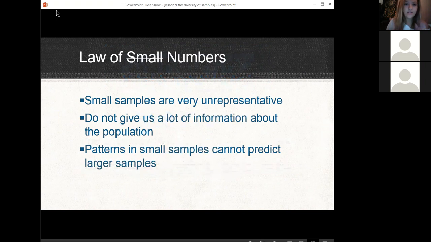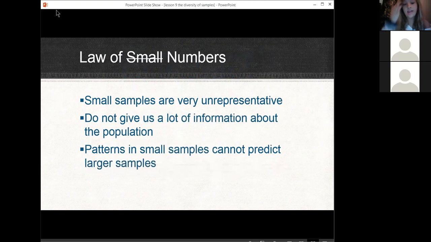So a law of small numbers doesn't really make sense because we're not really trying to find out things about small numbers. And the fact that they don't give us a lot of information about the population, that's the same thing as them being unrepresentative. Because remember, we want that sample to be representative of our population. We want it to look like our population so that whatever information we're getting from it gives us an accurate inference about our population itself.